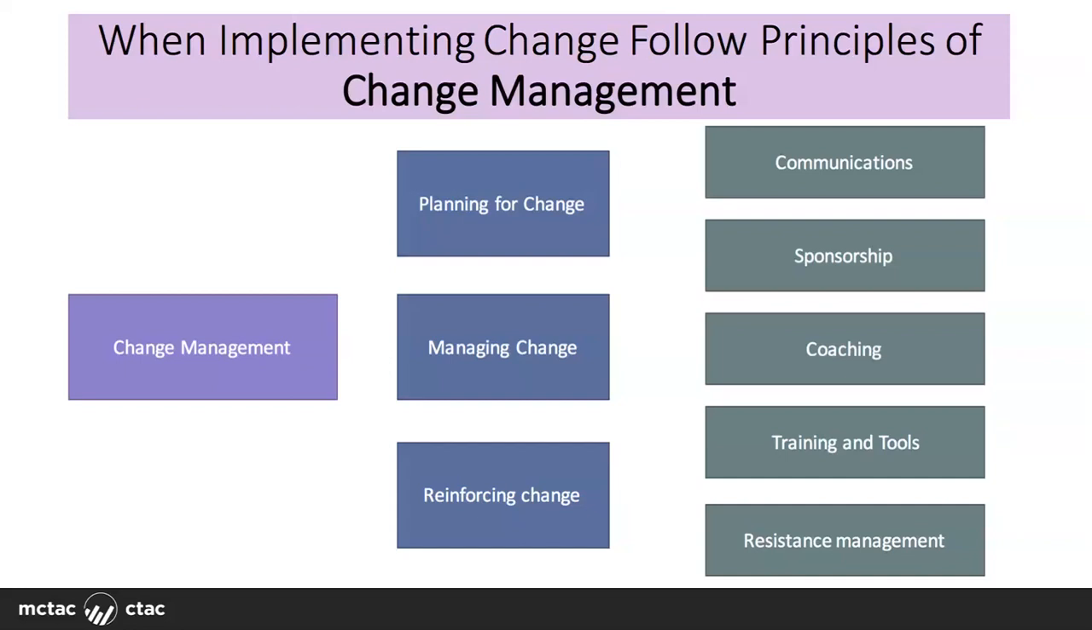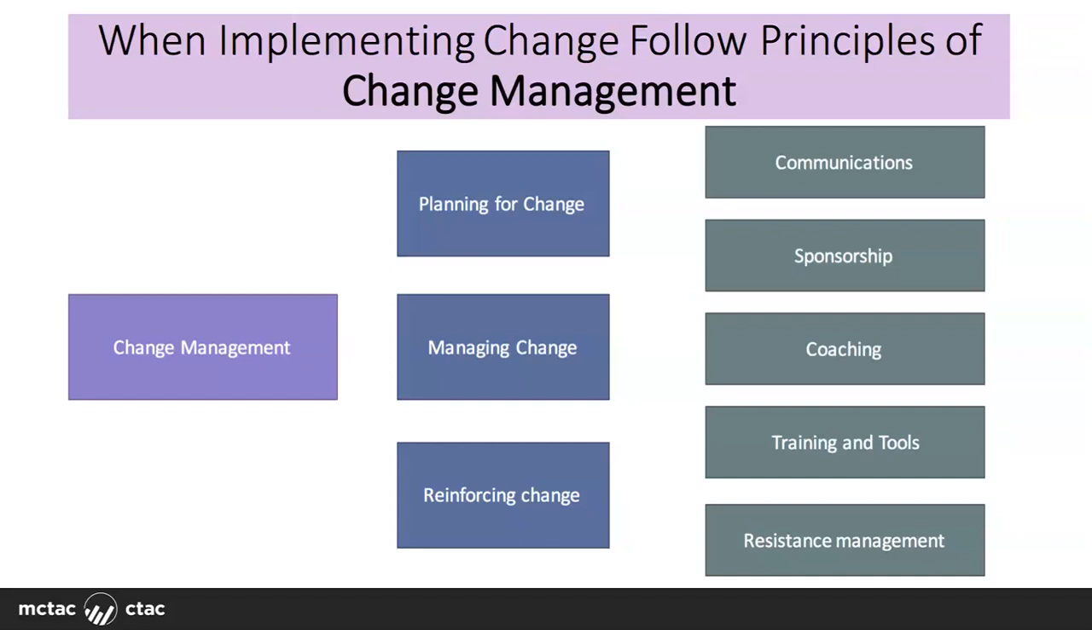So I put this slide in, implementing change, follow principles of change management. I don't hear enough conversation about change management. Because here we have an improvement process. An improvement and quality improvement implies change. But I think that, you know, we fail in two areas. We fail in the systematic, continuous part of quality improvement. But I think we also fail on the understanding of change management.